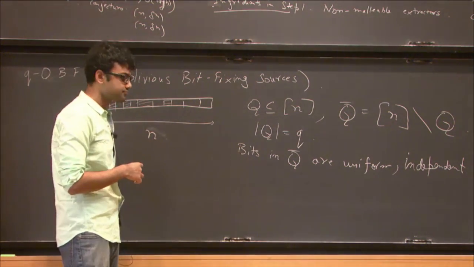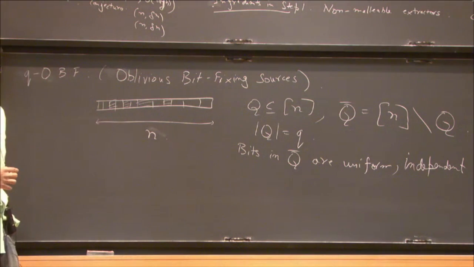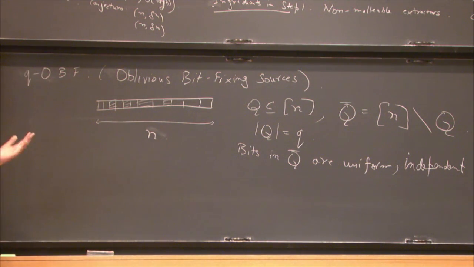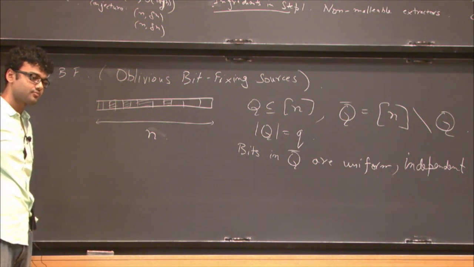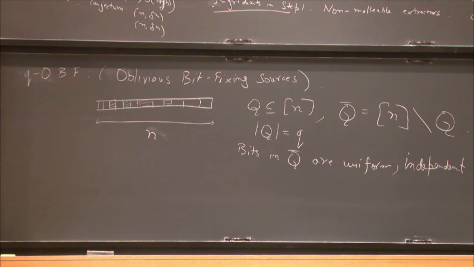Yeah, so the difference between the two is when the adversary gets to choose the bits in Q. In the oblivious case, it chooses the bits in Q before the good bits are chosen, and in non-oblivious, it's after. Exactly. You could also call it function fixing: the bits in Q are functions that depend on the bits in Q bar.